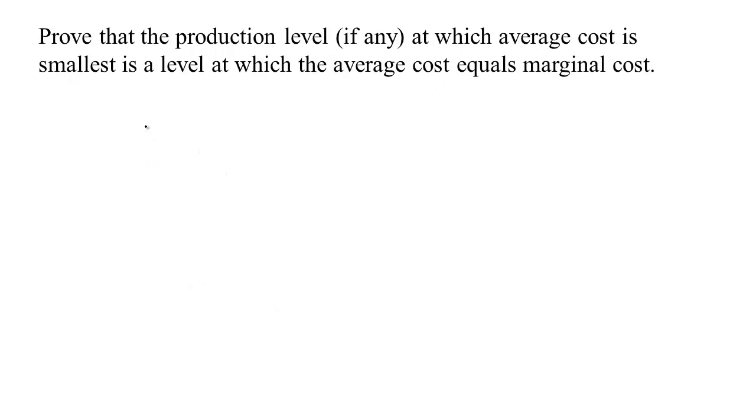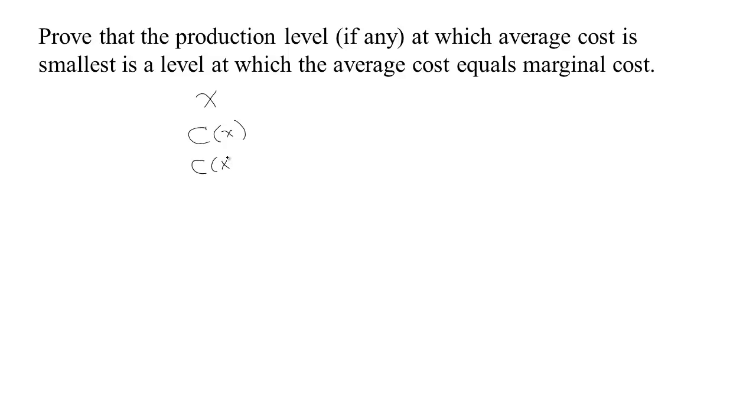Let's see, this one's a little more general. Prove that the production level, if any, at which average cost is smallest is a level at which the average cost equals the marginal cost. So we have x, that's the number that we're making, that's the production level. And then we have the cost to make x. And then we could talk about the average cost.